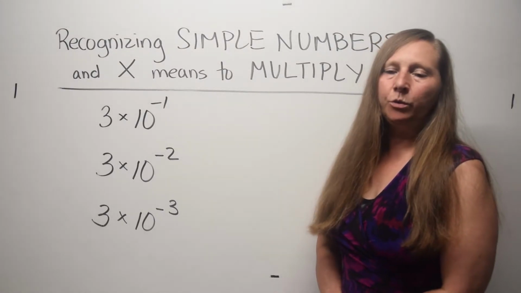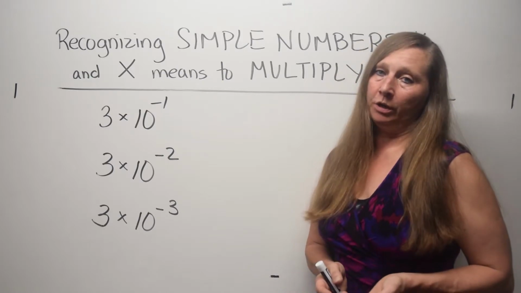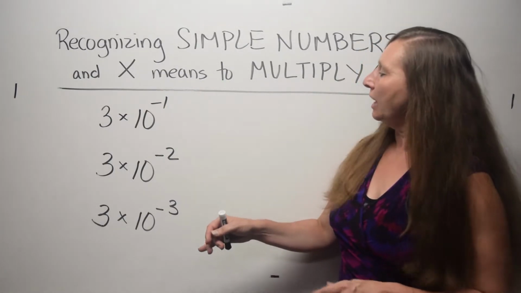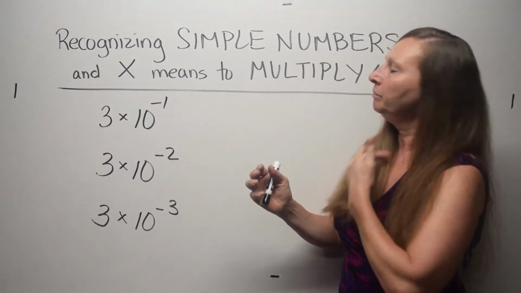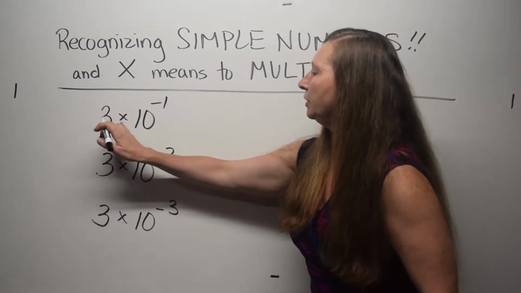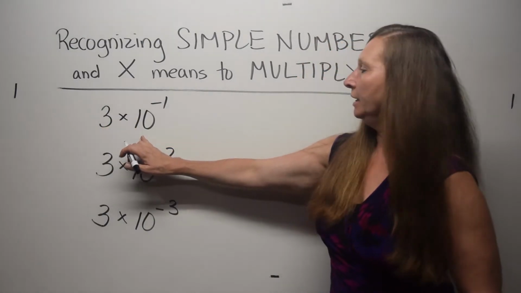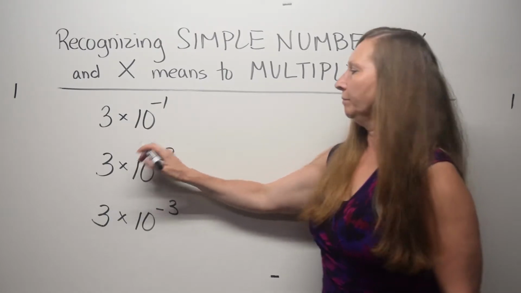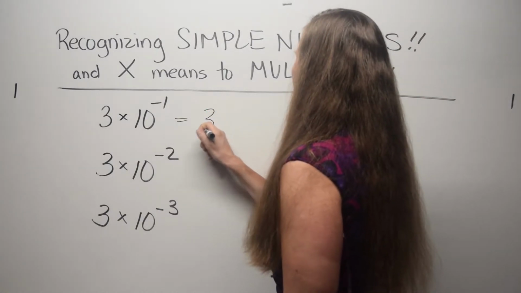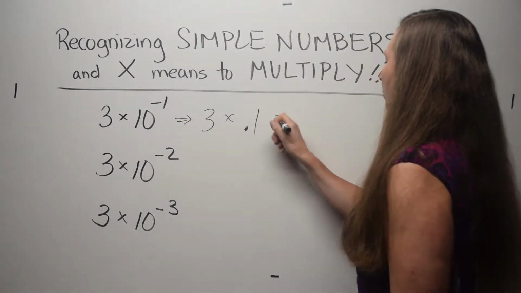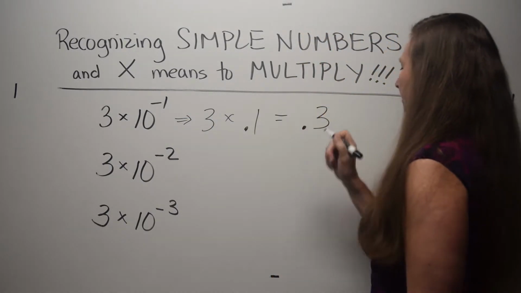In the same way that we wanted the large exponents to be more intuitive, let's look at these small exponents, these exponents that are negative. All right, so this would be literally 3 times 0.1. 10 to the negative 1 is 1/10 or 0.1. So this would be 3 times 0.1, and that would be 0.3.